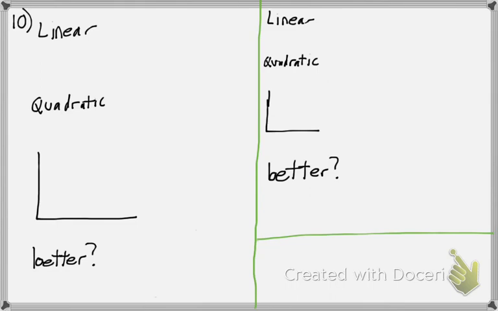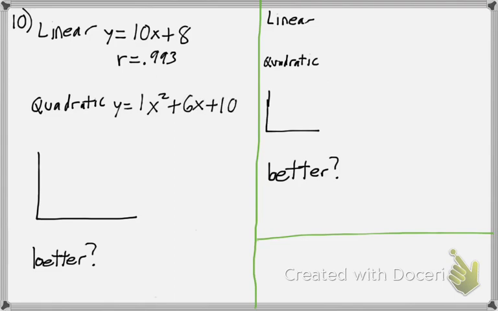If you run a linear regression on the first set of data, then you should get y is equal to 10x plus 8, and we have an r value of 0.993, so that's pretty good. Quadratic, you should get y is equal to 1x squared plus 6x plus 10, and the r squared value, because again, quadratic regressions don't have r values, they just have r squared values, is equal to 1.